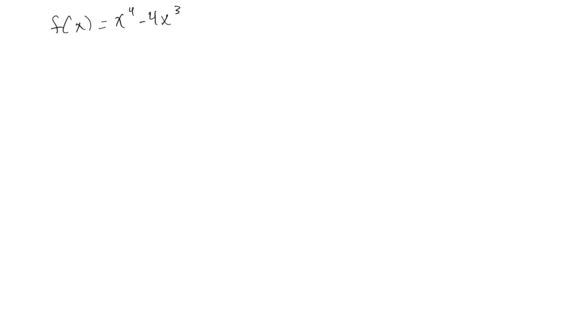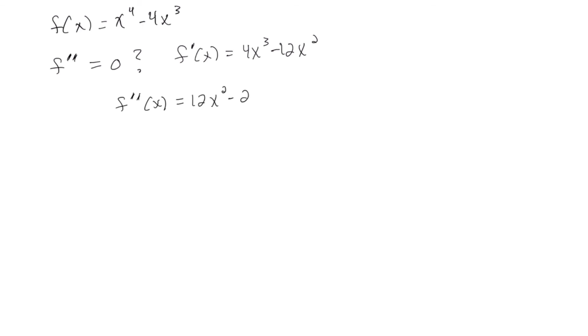So, in order to look for inflection and intervals of concavity, we need the second derivative. So I'm going to scribble down here, where is the second derivative equal to 0? So our first derivative we'd already done, but we can redo as 4x cubed minus 12x squared. So the second derivative is going to be 12x squared minus 24x. And we're looking for where that is equal to 0.